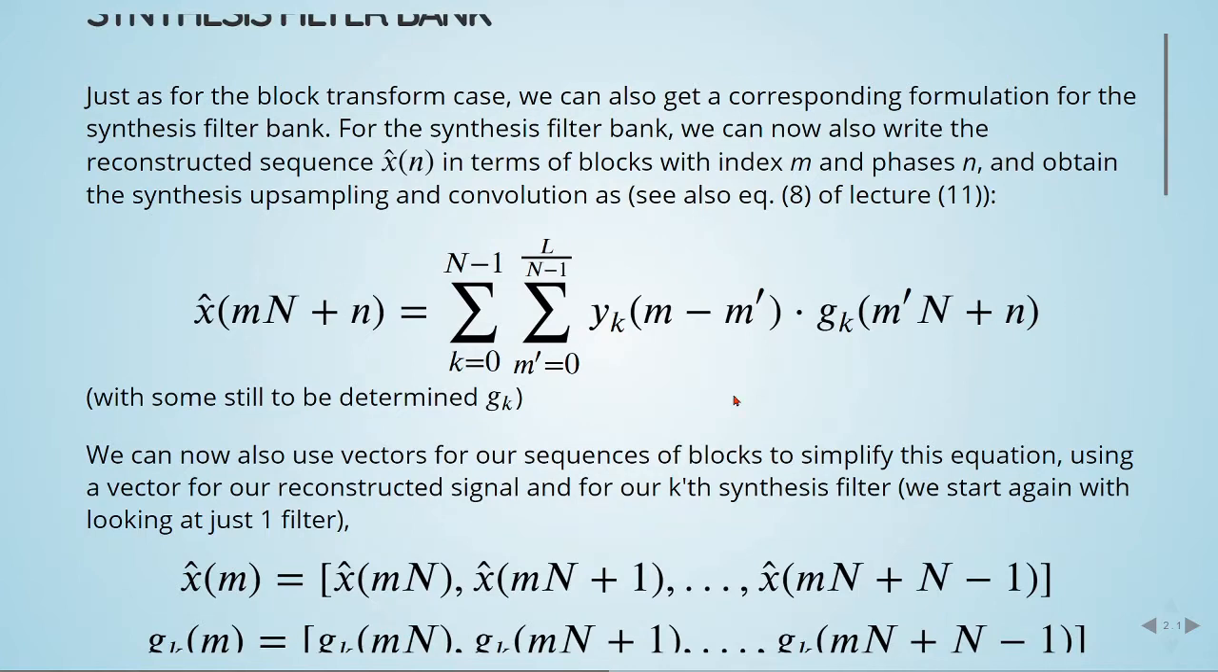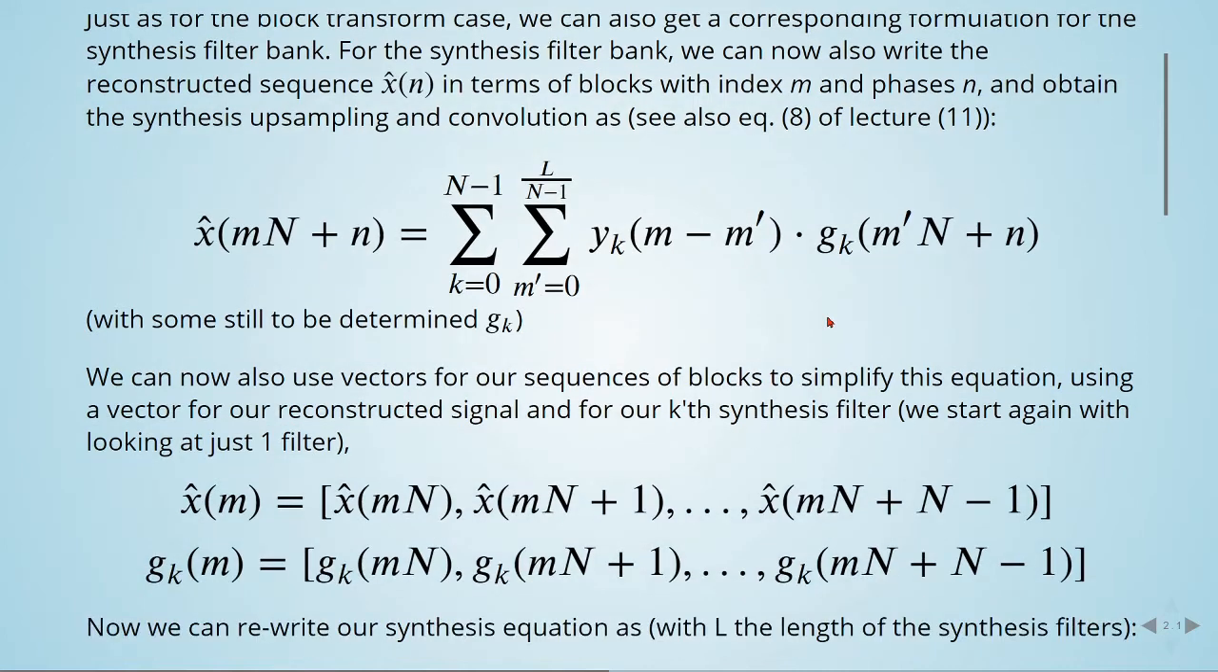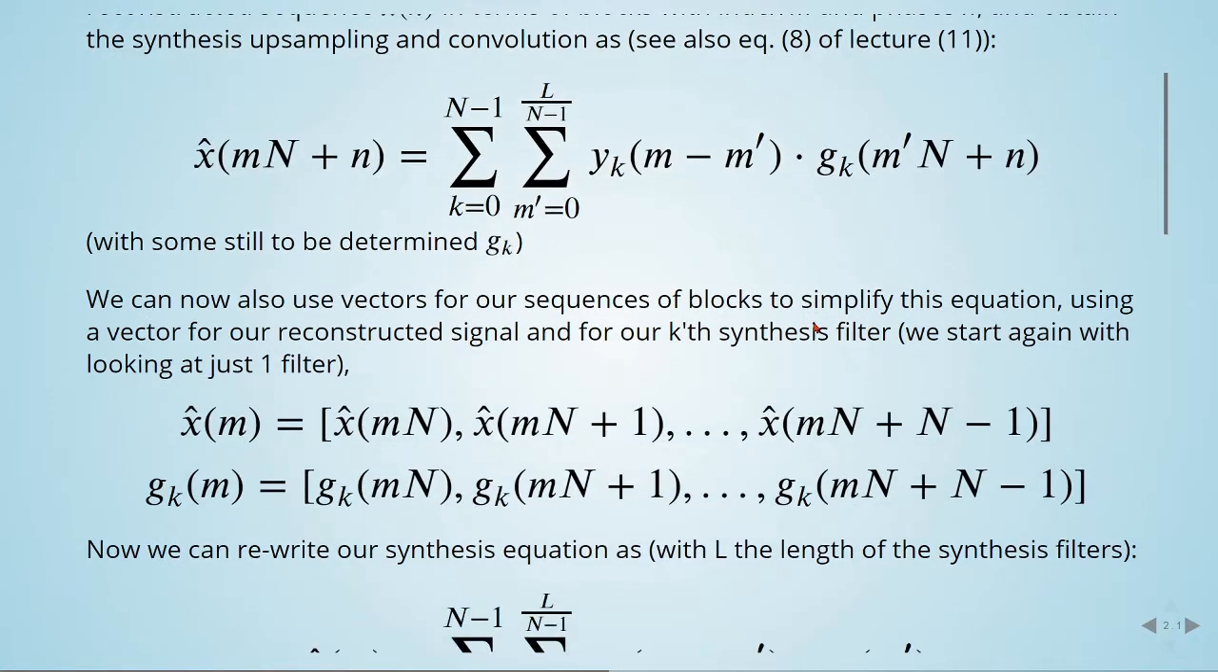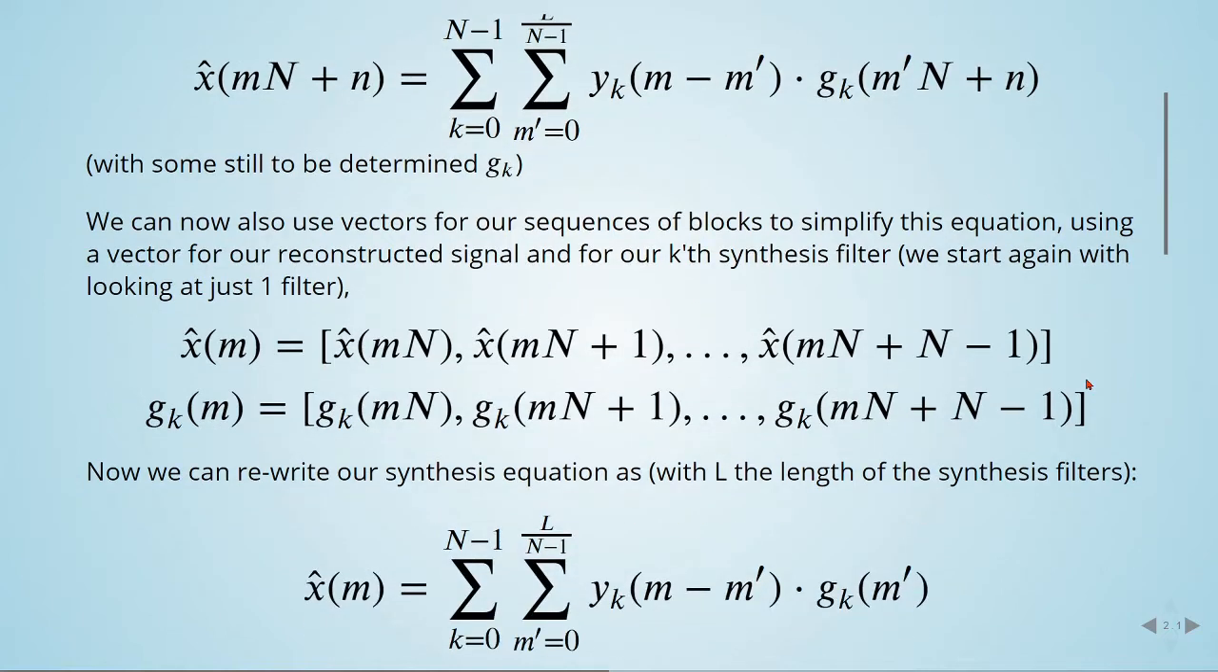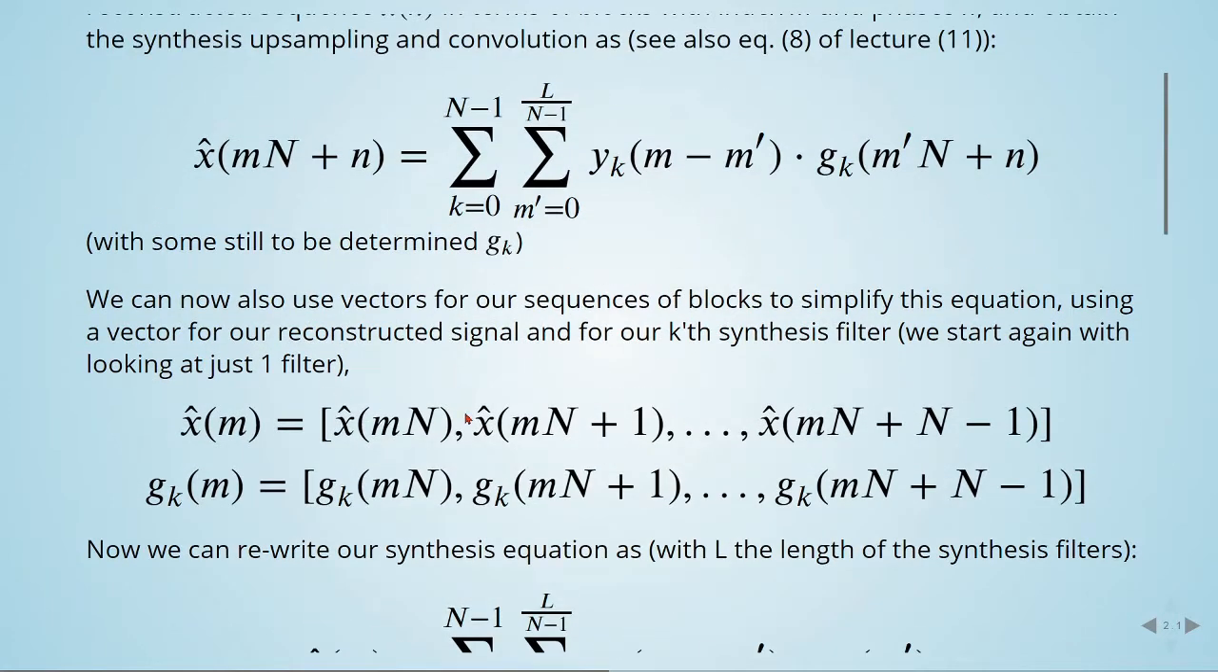And we have it here with some still to be determined g_k. We can now use vectors for our sequences of blocks to simplify this equation, using a vector for our reconstructed signal and for our k-th synthesis filters. And we start again with looking at just one filter. So what we're doing here is we're using vectors for sequences of blocks and a vector for our reconstructed signal and for our k-th synthesis filter.